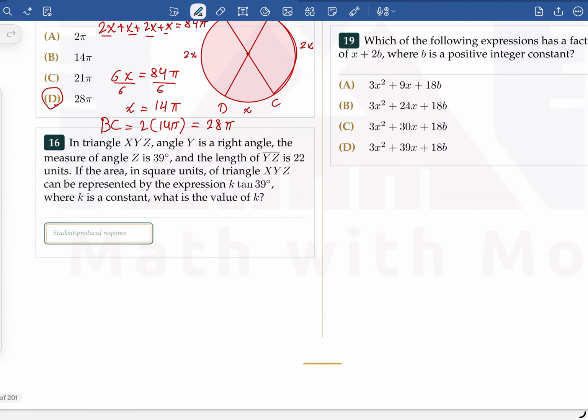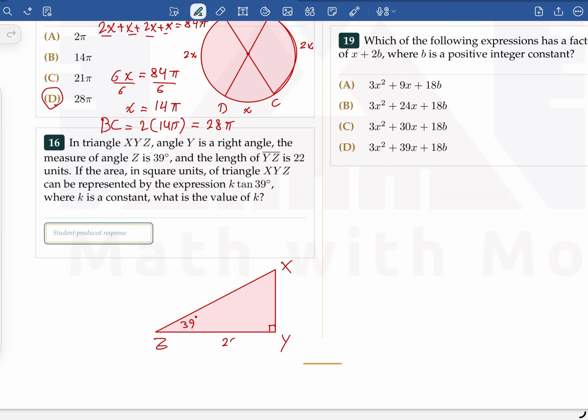And now question number 16. In triangle XYZ, angle Y is a right angle. The measure of angle Z is 39. So we just try to draw it here. Make this the right triangle. Y is the right angle, and the measure of angle Z is 39. Let's consider this Z 39 degrees, and this is X. Okay, and the length of YZ is 22.